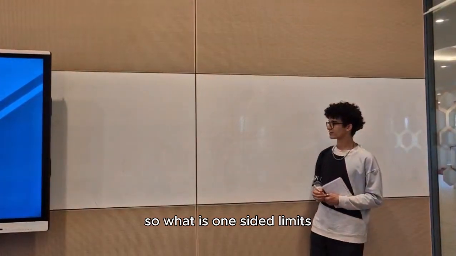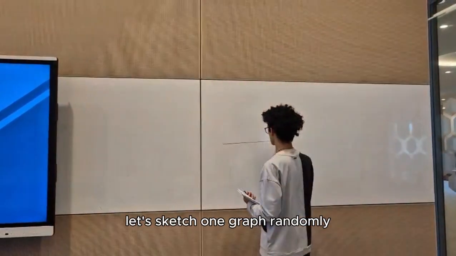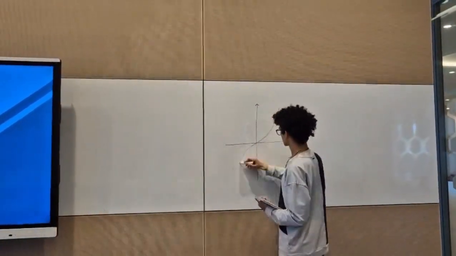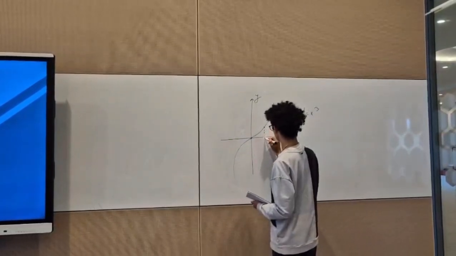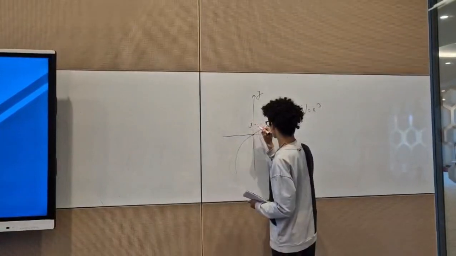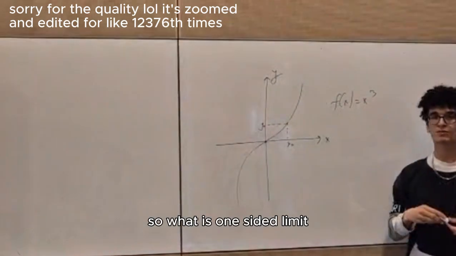So what is one-sided limits? Let's explain it in the graph. Let's sketch one graph randomly, and this is our random point. So what is the one-sided limit?